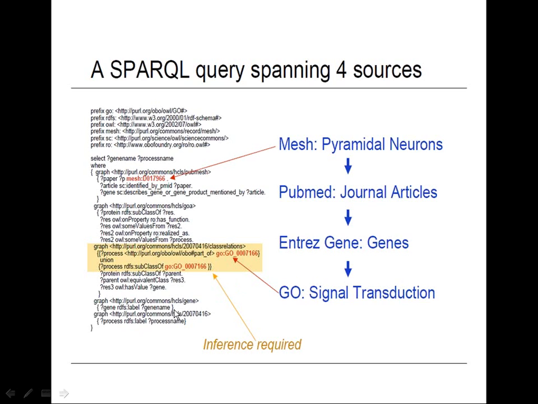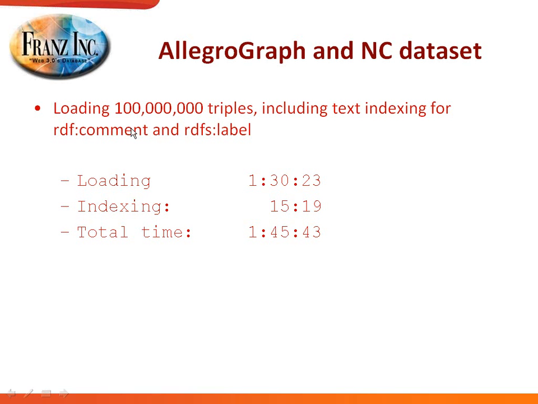And my acquaintance from Stanford helped me with getting all these same data sets. It's about 100 million different triples, including all the text indexing for RDF comment and RDFS label. Loading this thing on one CPU on my machine takes 15 minutes for the loading, 15 minutes for the indexing, and the total time would be roughly 1 hour and 45 minutes to get everything in the database.